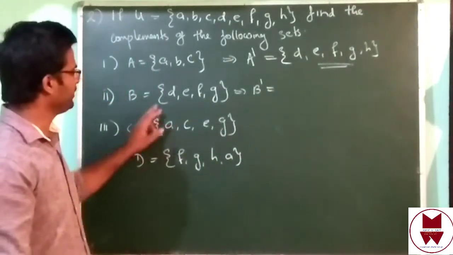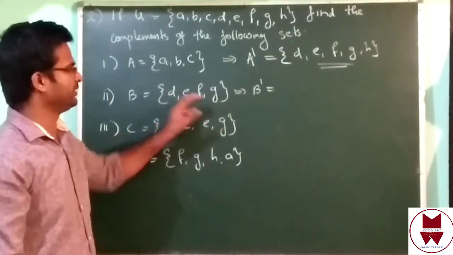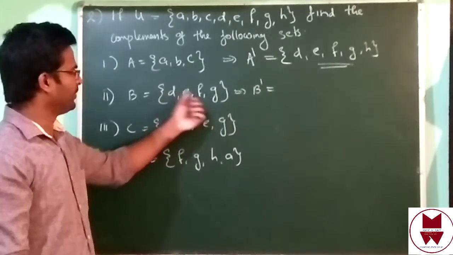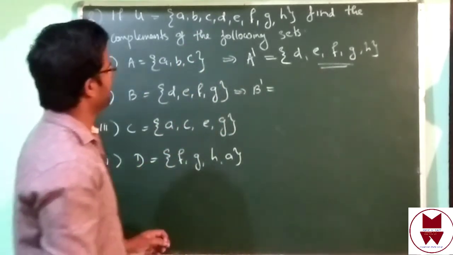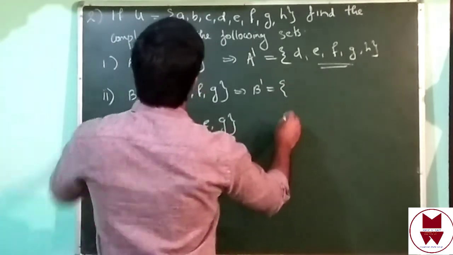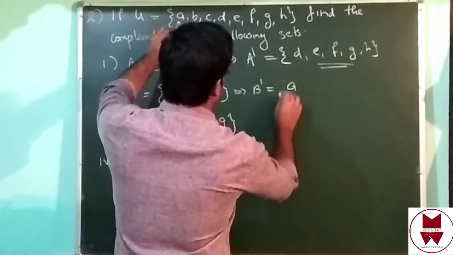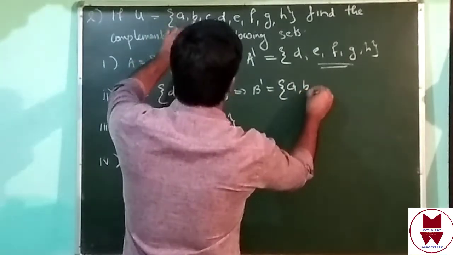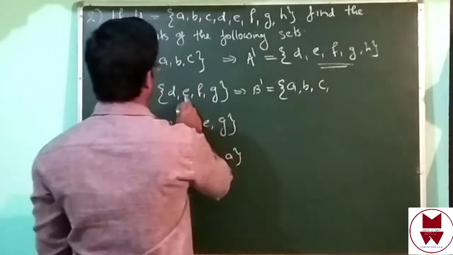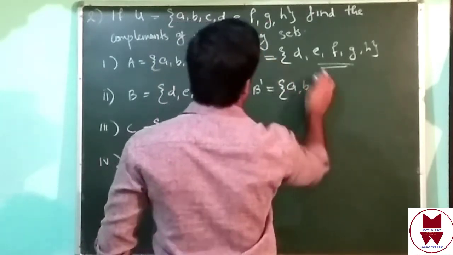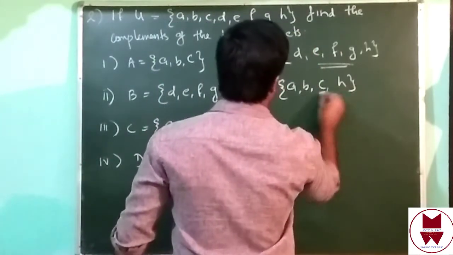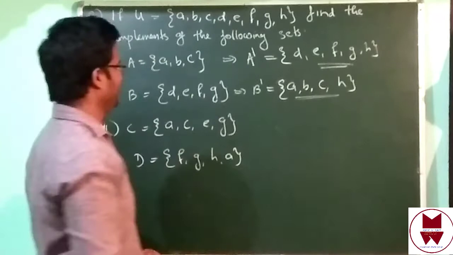Then B complement. In set B we have D, E, F, G. These are the elements. Those 4 elements are deleted from the universal set. Then write the remaining part. Write A, then B, C, D, E, F, G. No need to write D, E, F, G. Then remaining H. This is our B complement.